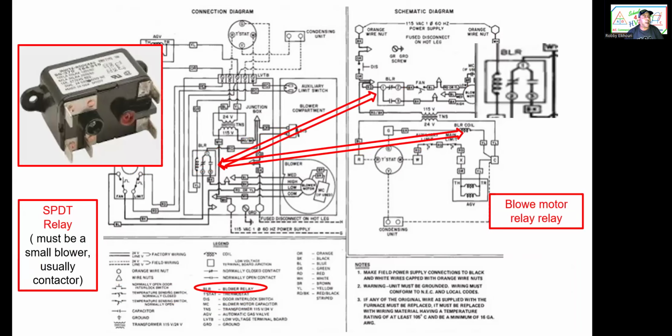Next is the single pole double throw relay. This must be a small blower to have a small little relay. But again, the system is 120 volt. So it must be a small furnace. Yeah, maybe. We don't know until we look at the nameplate of the unit. But there's the diagram there.